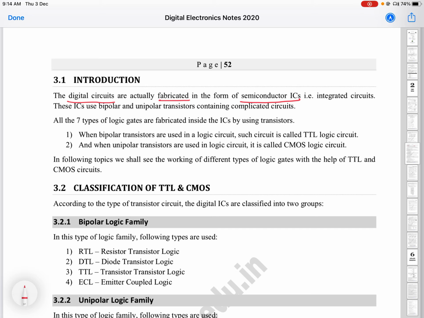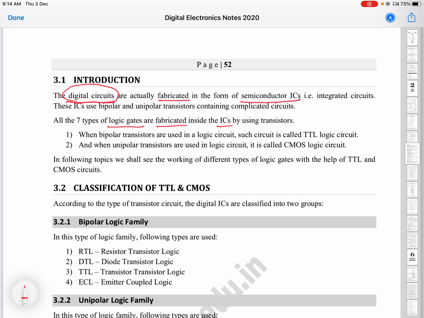Now, digital circuit means the AND logic, OR logic, NOT logic, NAND logic, NOR logic, and exclusive OR logic. And of course, the last one is exclusive NOR logic. So all these types of logic circuits or digital circuits or even logic gates can be fabricated in the form of ICs, that is integrated circuits.